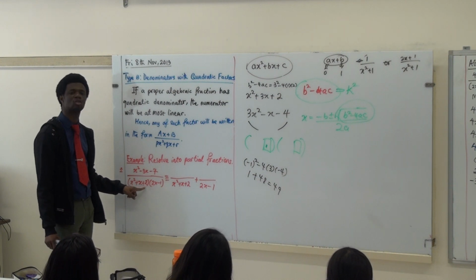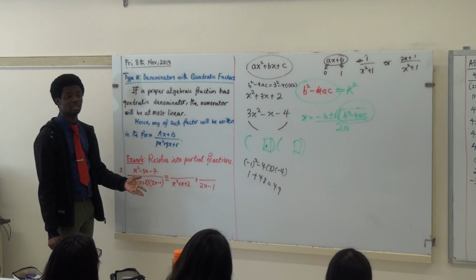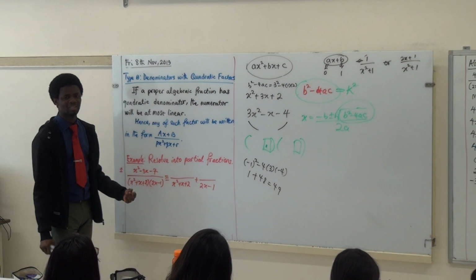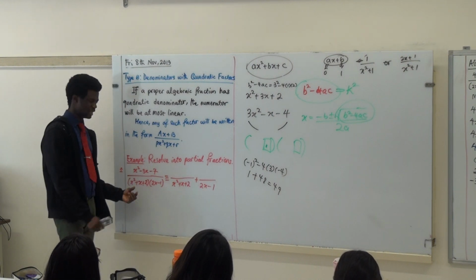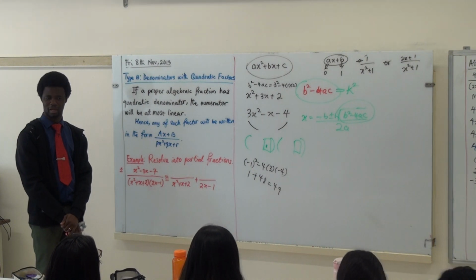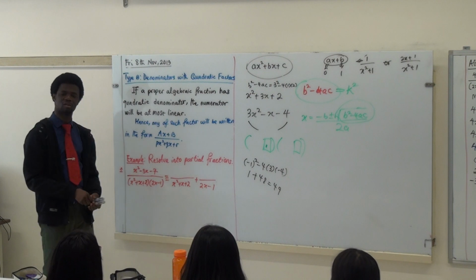If I get this minus 2, the factors will be 2 and 1, basically. In that case, it will be 1 plus 8, which is 9. Then it will be factorizable. Then this will be a, b, c. But now, because it's not factorizable, I treat it as a quadratic factor.